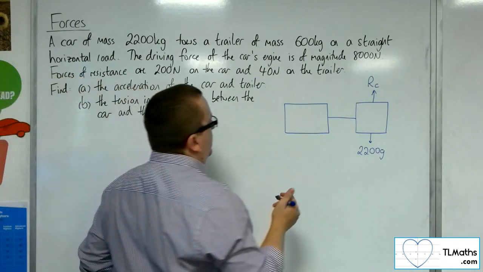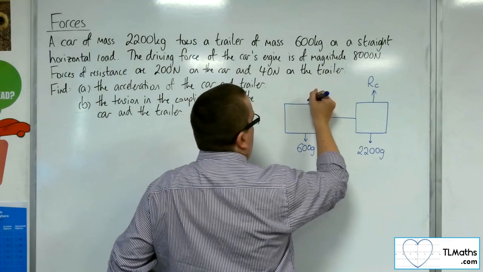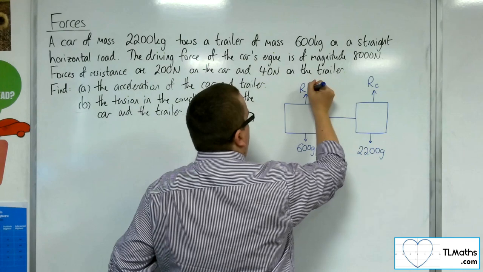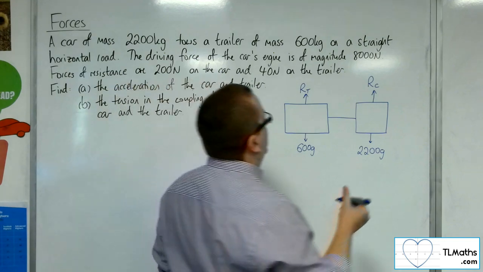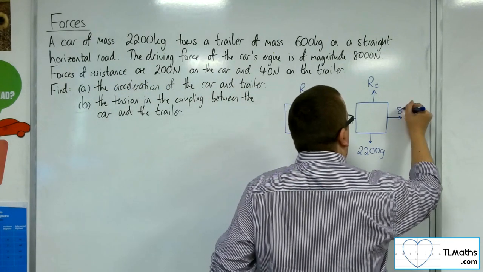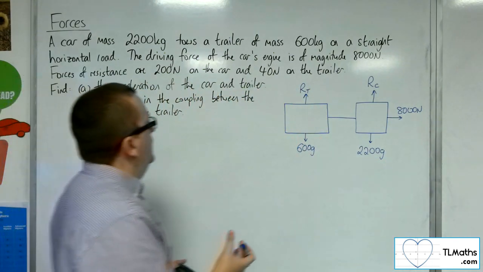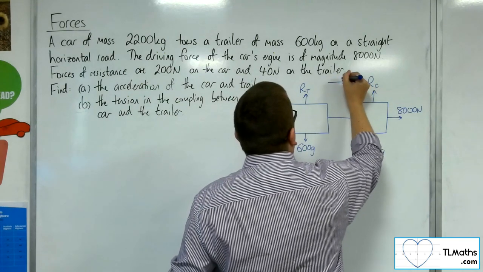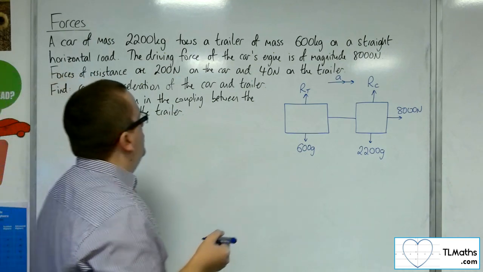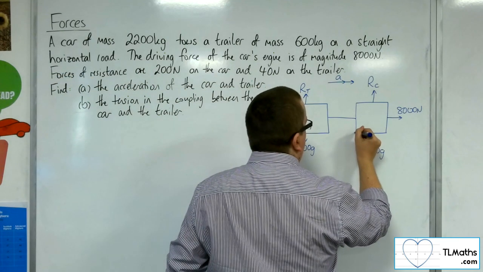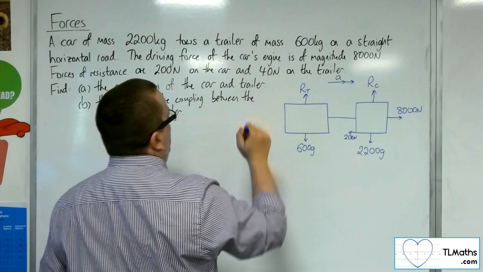The trailer has mass 600 kilos. So its weight will be 600g working vertically downwards, and there will also be a normal reaction force for the trailer, which I'll call RT. The driving force of the car's engine is of magnitude 8,000 newtons, and I'm going to show it working towards the right, and I'll take that as the direction of motion. So the car will be accelerating in this direction, okay? Forces of resistance are 200 newtons on the car, and one on the trailer of 40 newtons.